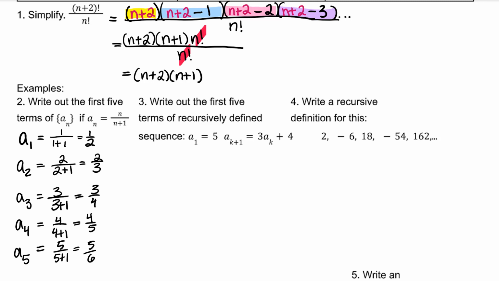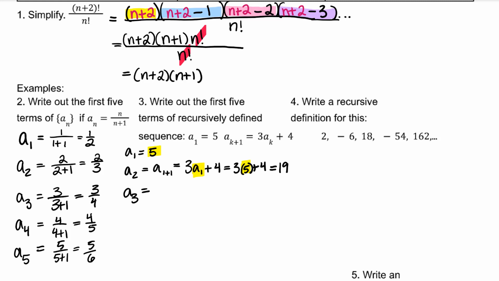Number 3, write out the first 5 terms of this recursively defined sequence, where the first term is 5 and the next term is equal to 3 times the term before plus 4. A sub 2 is equal to a sub 1 plus 1, meaning k will equal 1. 3 times a sub k, a sub 1 in this case, plus 4. A sub 1 is 5, so 3 times 5 plus 4, which is equal to 19.